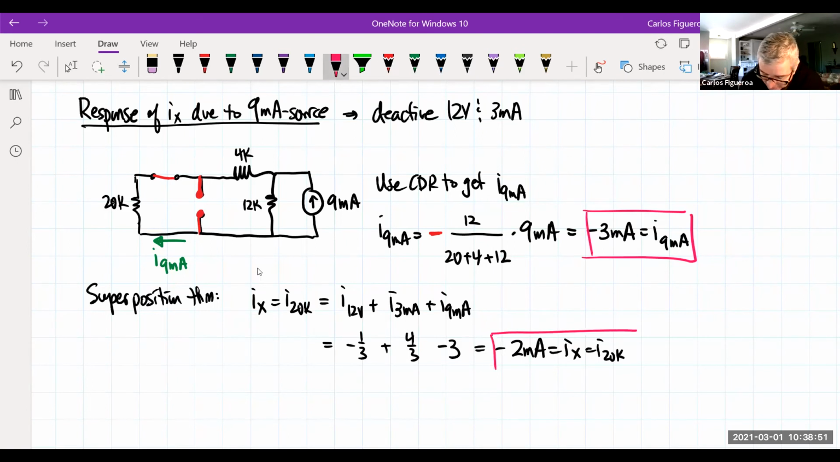That's superposition. What is the PLC this week? You're going to have a circuit that has 2 sources. You're going to be asked to literally deactivate the sources so that you can actually see the sum of these guys right here.